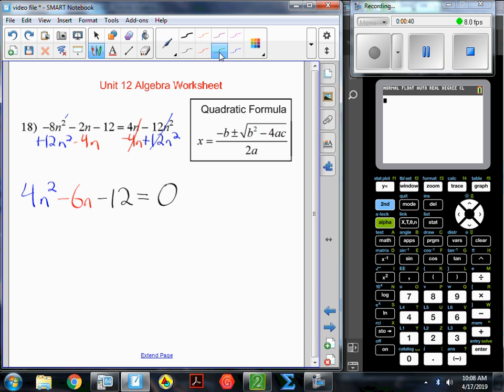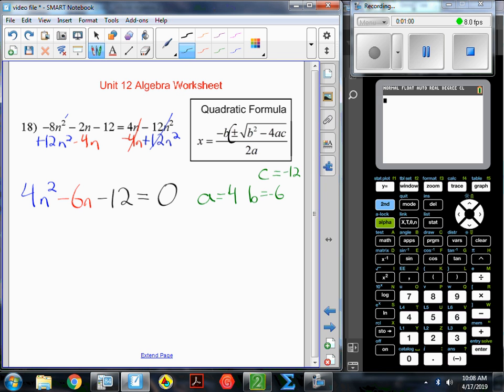So I identify my parts. A equals 4, B equals negative 6, and C equals negative 12. A is always the term in front of the squared variable. B is always the term in front of the variable that's linear, and C is always the constant.